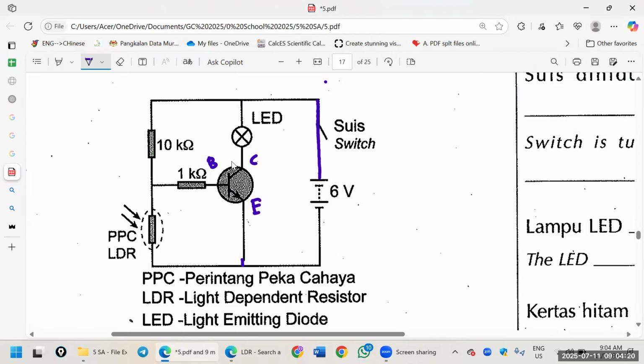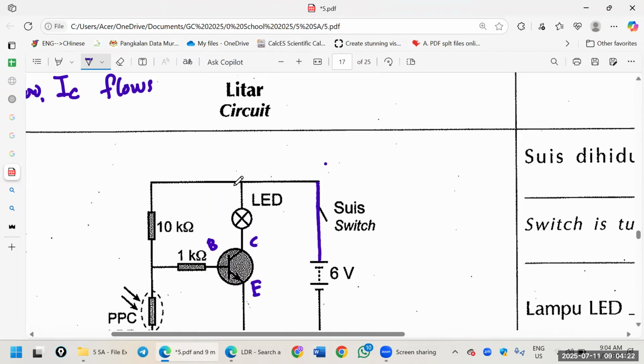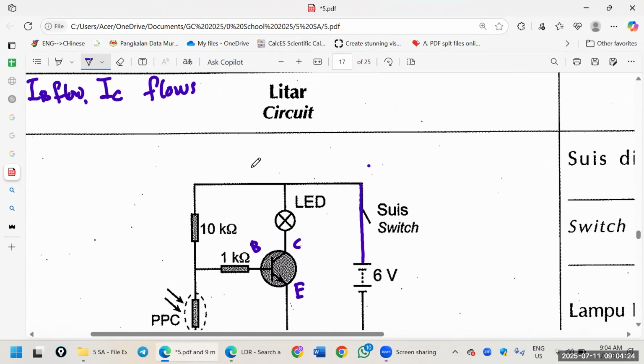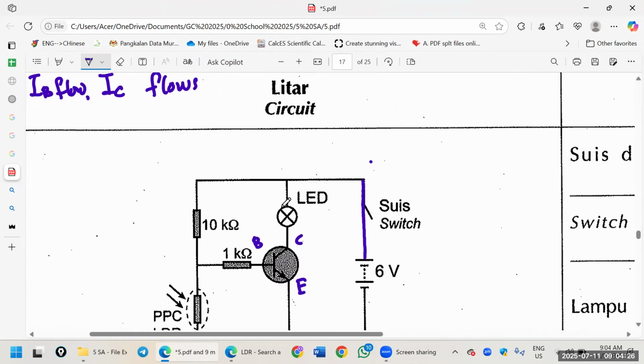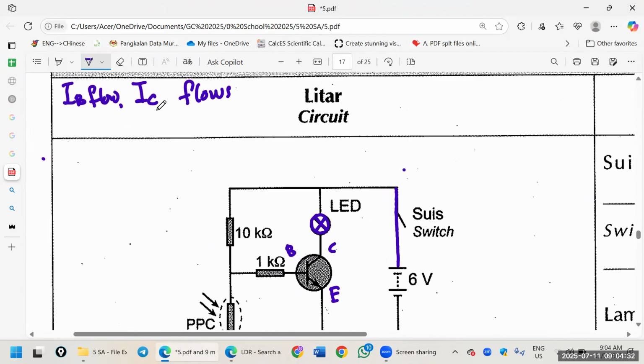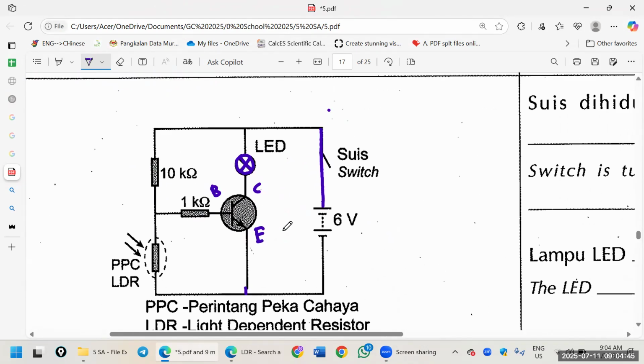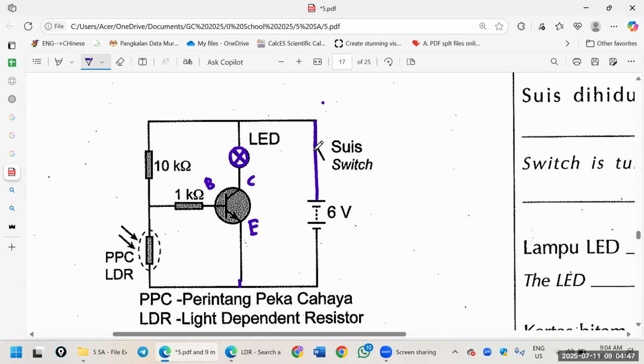Okay, so now how is the working of transistor? We always put the things we want to switch on in the collector circuit. So if IC flows, the thing we want will light up. Then how to make IC flow? We must make IB flow first. Then we are going to learn how the current flows in the circuit first.